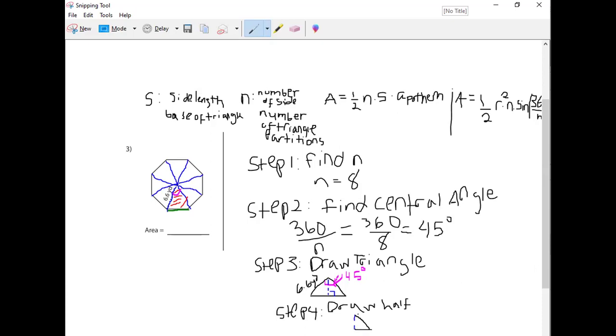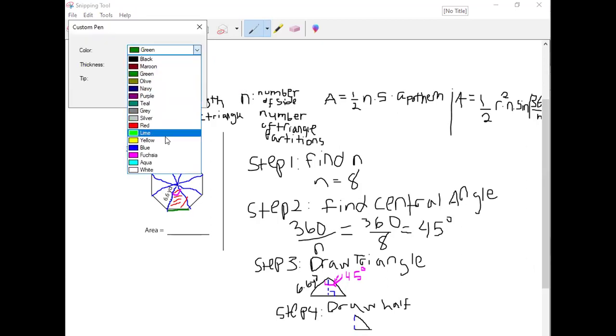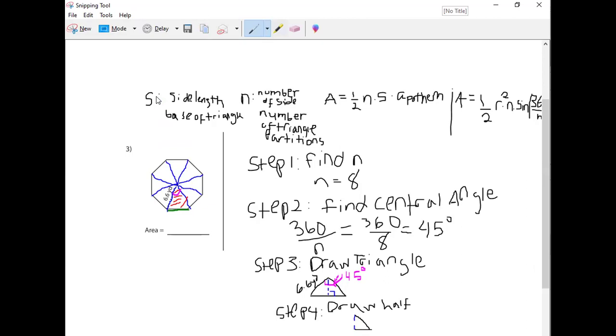Now, when you cut the triangle in half, you have to remember that this angle up here will be half of your central angle. So we're going to find out what half of 45 degrees is. Hey, Google, what's half of 45? The answer is 22.5. Okay, so this angle of just this half triangle will be 22.5. And that will become very important. All right, so now we'll use that 22.5 to help us find our base and our height.